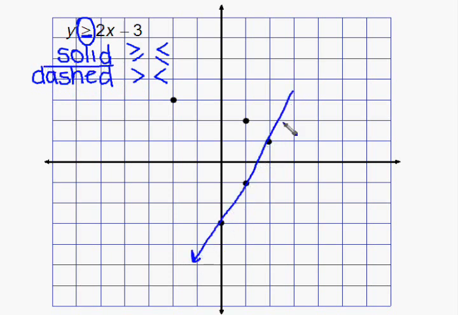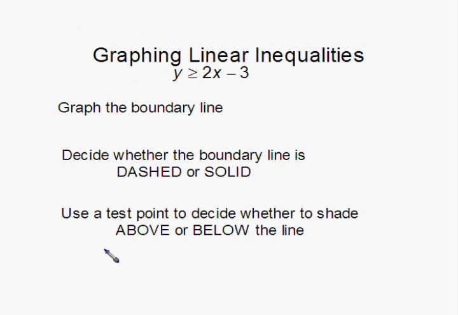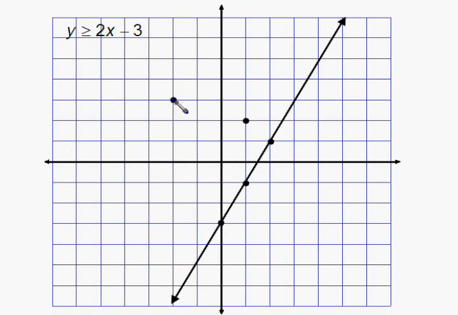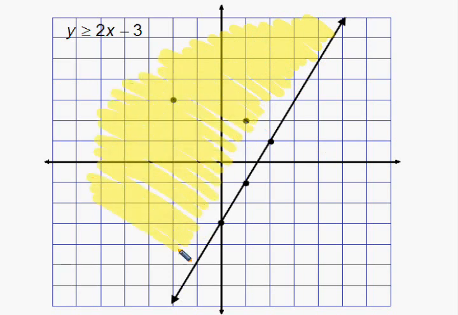So the next step is to decide whether to shade above or below the line, and we're going to use a test point to make that decision. You might recall from my earlier work, I showed that this point satisfies the inequality and this point satisfies the inequality. So both of those could serve as test points. Since they make the inequality true, we want to shade the side of the line that contains these test points. So we would be shading what would be considered above the line. All of these points that I'm shading in have y's that are greater than the line.